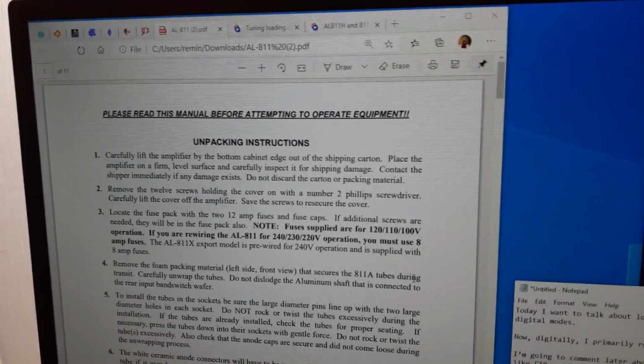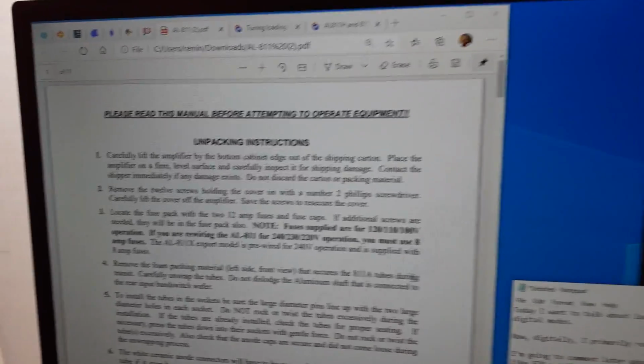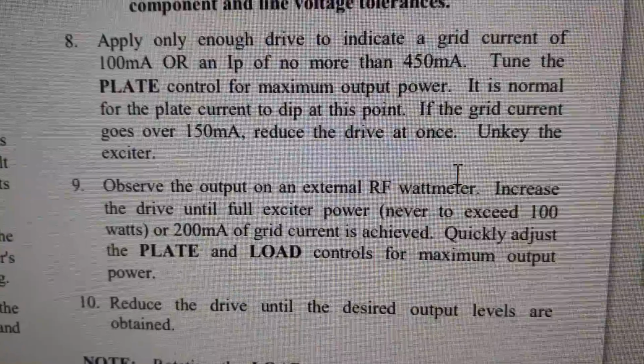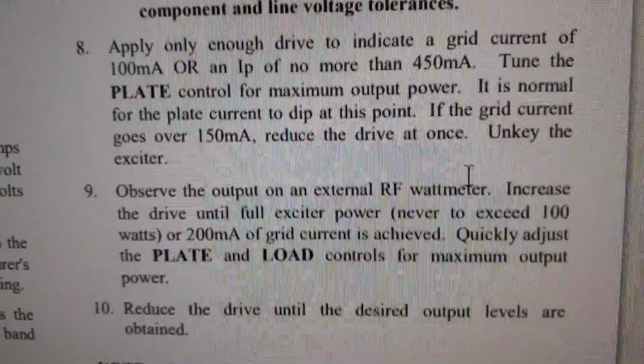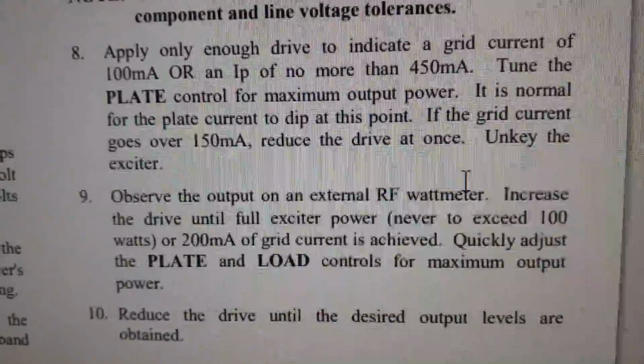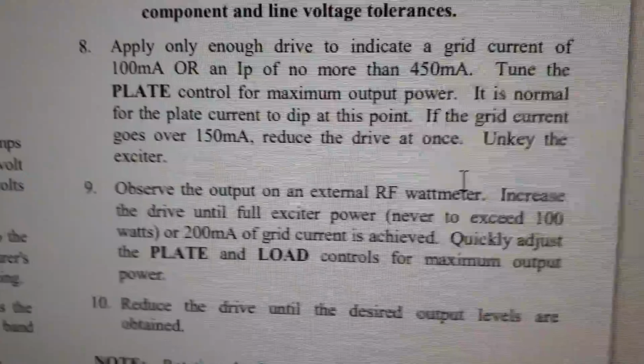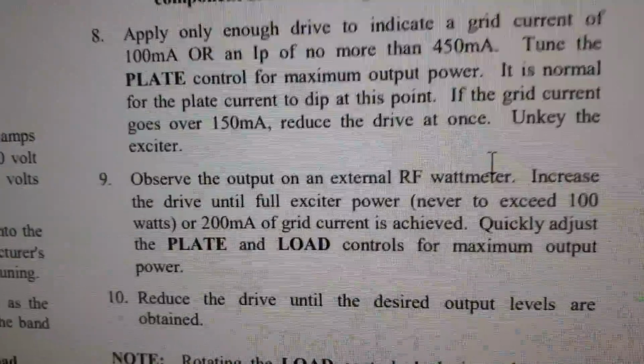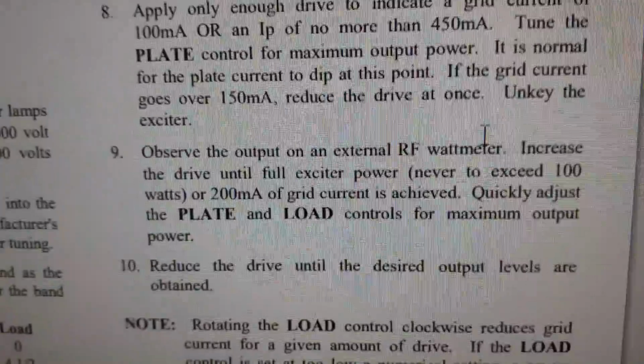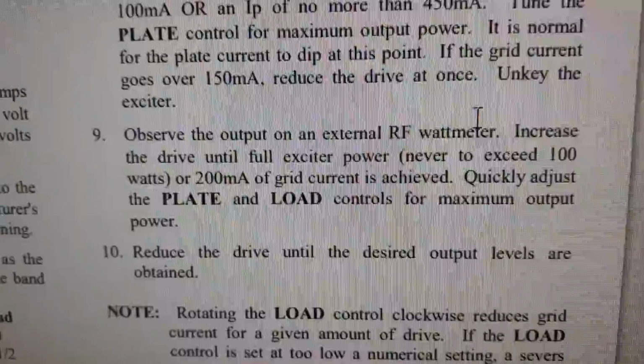Okay, this is MFJ's instructions, the user manual for the AL-811. And they tell you to increase the drive until full exciter power, never to exceed 100 watts or 200 milliamps of plate current, is achieved, and quickly adjust the plate and load controls for maximum output power. That's all fine, but note maximum output power.